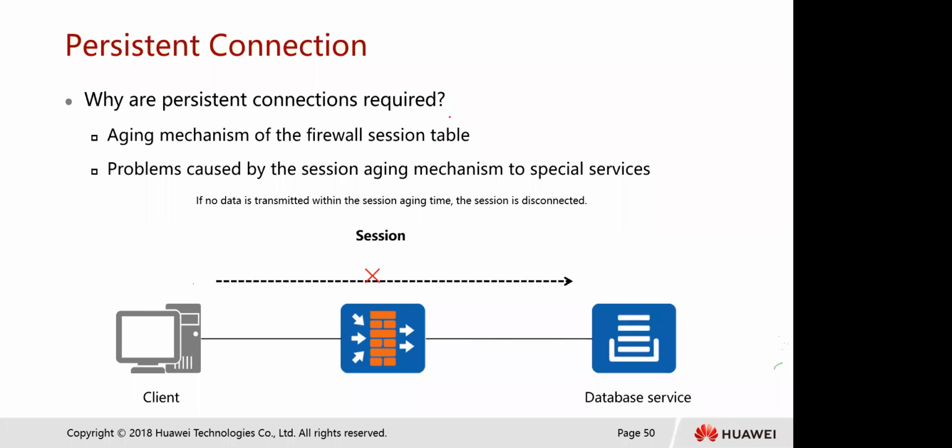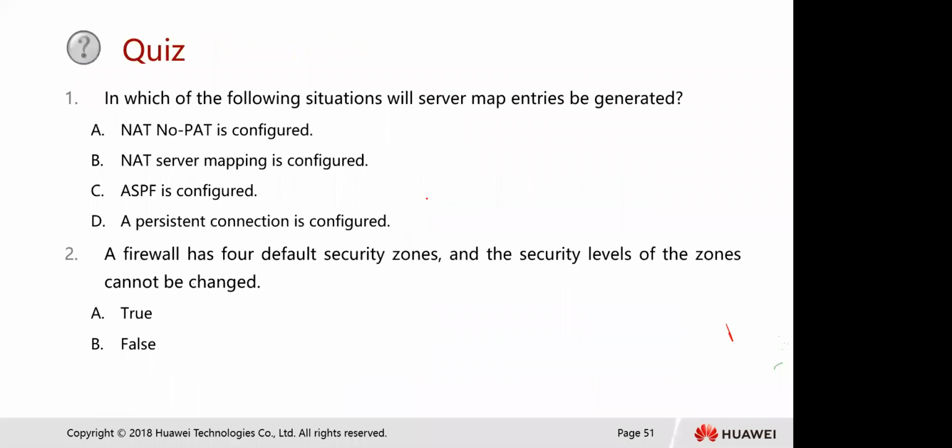So set the aging time for a persistent connection, the firewall long link aging time, and then enable persistent connection. And for firewall interzone, you set the name, and we shall look at those specifics when we get there, right? If no data is transmitted within the session aging time, remember our session is disconnected automatically, just like we said earlier.